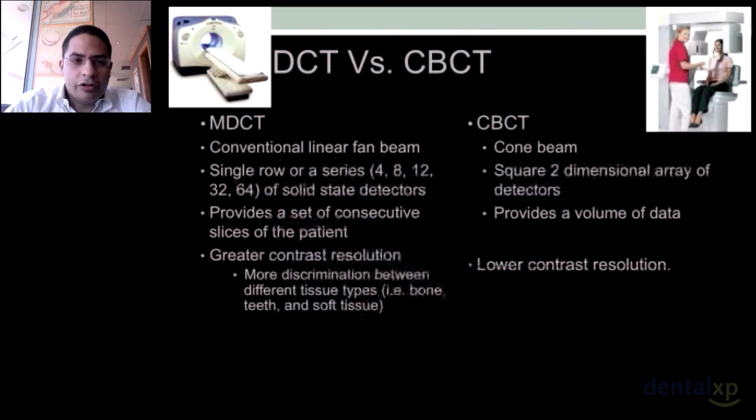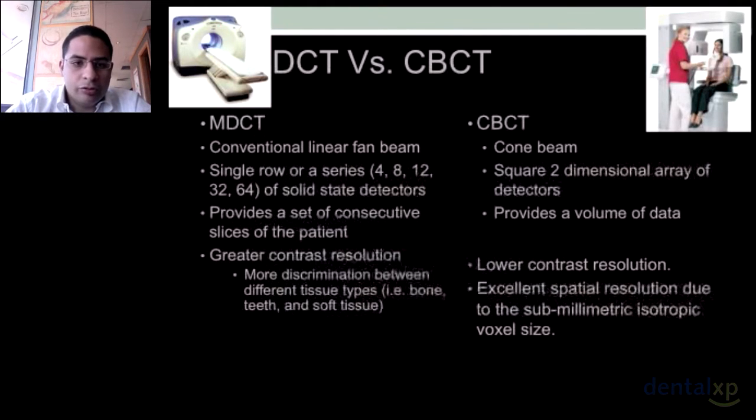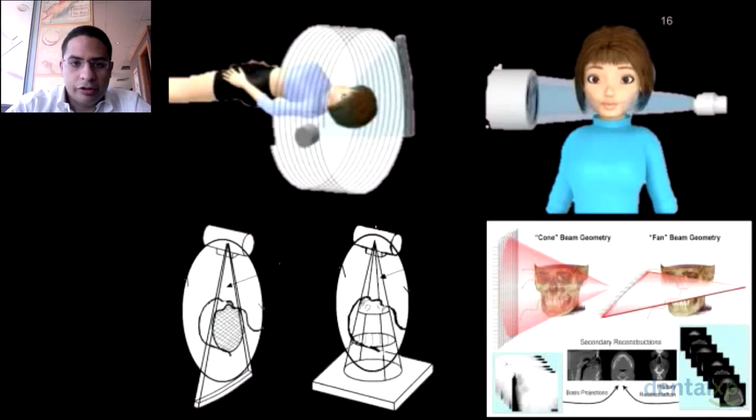Okay, if we compare the multi-detector CT versus cone beam CT, the main thing is that the conventional CT is a fan beam, like we see here on the lower left, while the cone beam is, as the name implies, a cone beam ray, and it falls on a 2D array of detectors. And here we see the patient goes inside the CT, and the source and the detector revolve around the patient until we have a full picture. While in cone beam CT, we have this. Here is the source, and here is the detector, and it takes a 180 or 360 turn around the patient, and we have the image.